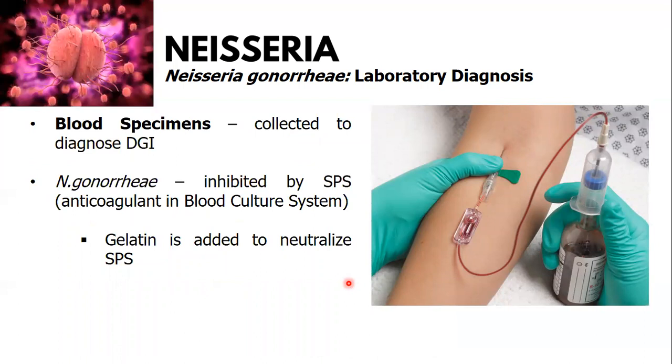Blood specimens can also be collected to diagnose disseminated gonococcal infection. However, take note that Neisseria gonorrhoeae is inhibited by the presence of sodium polyanethol sulfonate, or SPS, that is present as an anticoagulant in blood culture systems. And therefore, for this purpose, we can add gelatin to neutralize the harmful effects of SPS towards Neisseria gonorrhoeae.